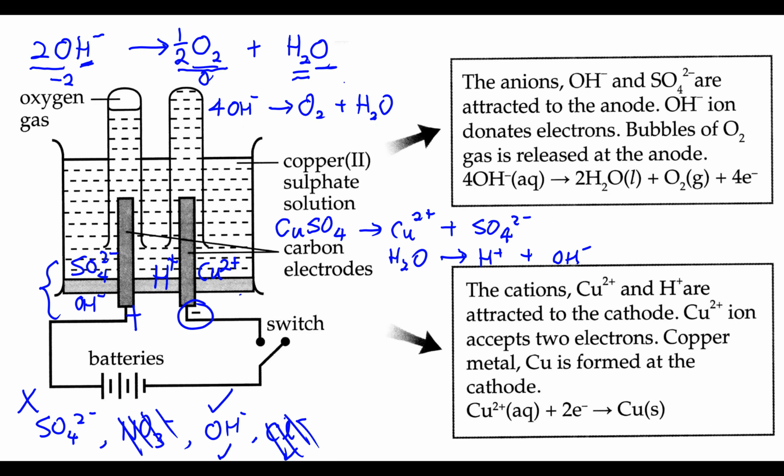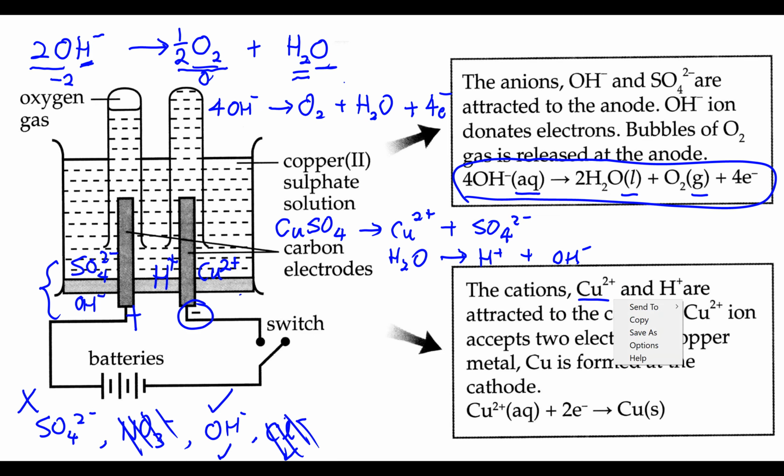Now, it's not just the atoms that must be balanced, the charges must also be balanced. So on the left hand side, there are 4 negative charges, so on the right hand side, we must have 4 negative charges, exactly as you see right here. Don't forget to include the state symbols. Hydroxide is in aqueous state, water is in liquid state, and oxygen is in gaseous state. Next, we have to analyze the preferential discharge between copper 2 plus and hydrogen ion.